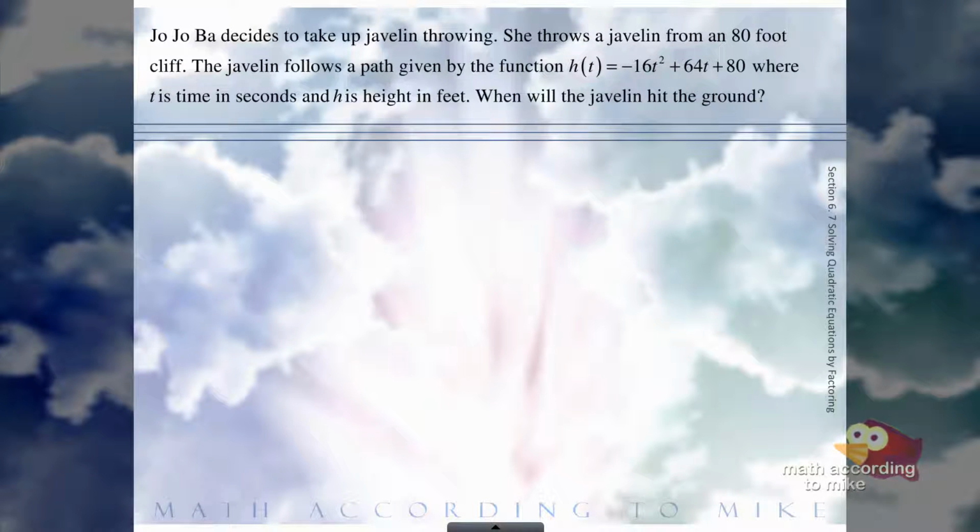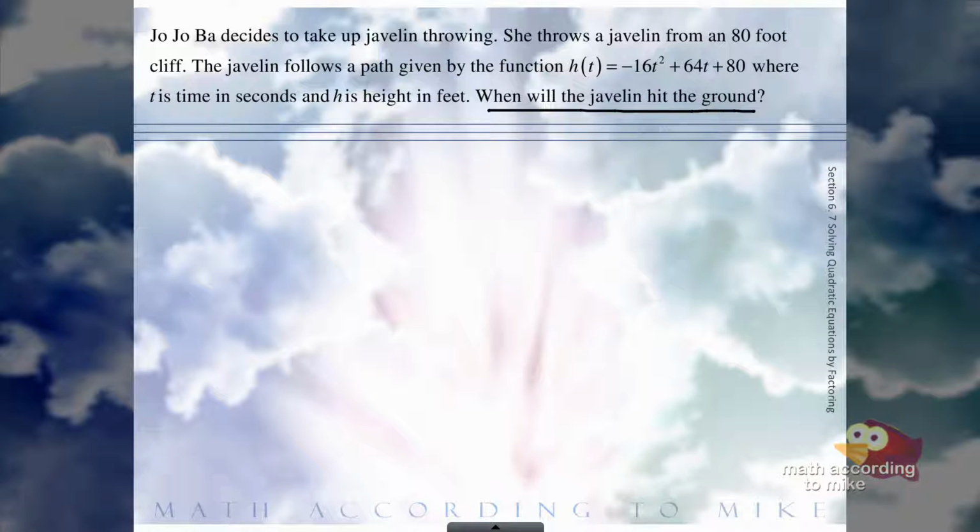Jojoba decides to take up javelin throwing. Why wouldn't she? So read through it, pause it if you need to. Good. So you're told that t is the time in seconds and h is the height in feet, and you're asked when will the javelin hit the ground.